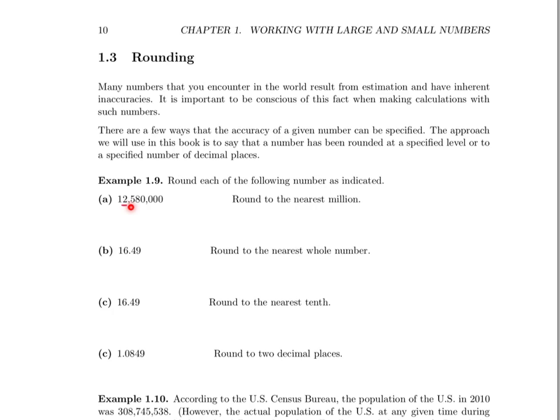If the number just to the right of the millions position is 5 or more, we round the millions position up 1. If the number to the right of the millions position is less than 5, we leave the number in the millions position alone. In this case, the number to the right of the millions position is 5. Therefore, we round the 2 up, so it becomes 13. And so our rounded value becomes 13 million.